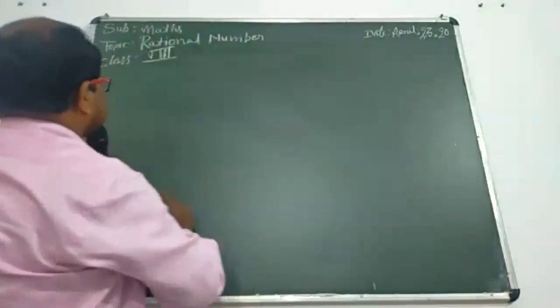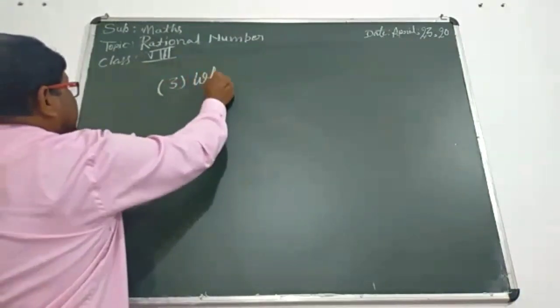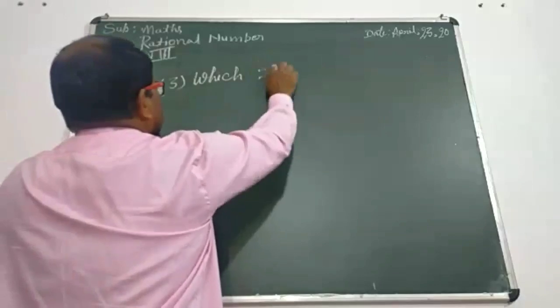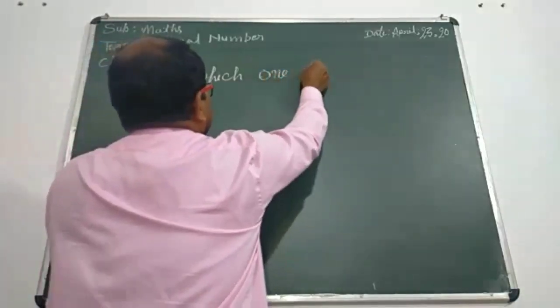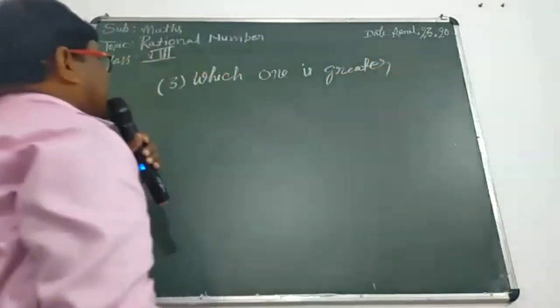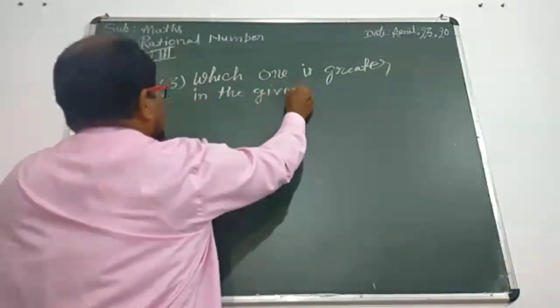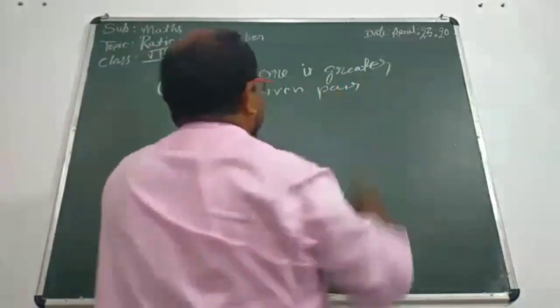Now student, third type of sum, that is called a comparison. Which of the two rational numbers is greater in the given pair? Question number 3. Which one is greater in the given pair? First pair I am writing.